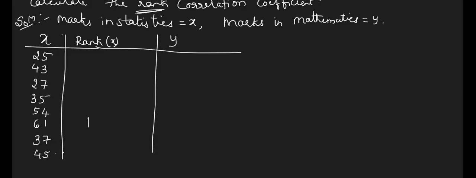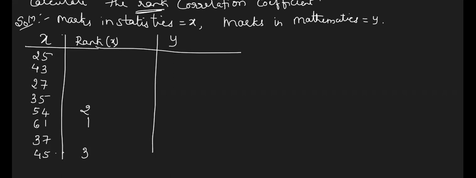Got it? The next value is lower than this. Which is the next value? 54. Am I right? Is it not 54? So you should assign rank 2. Correct? Similarly, which is the next value lower than this? 45. Okay, so 45, he or she will get third rank.